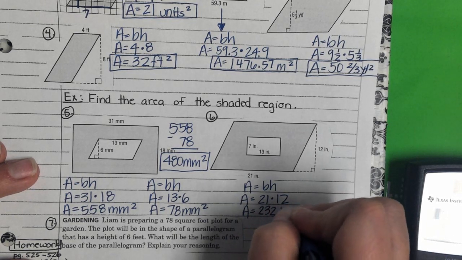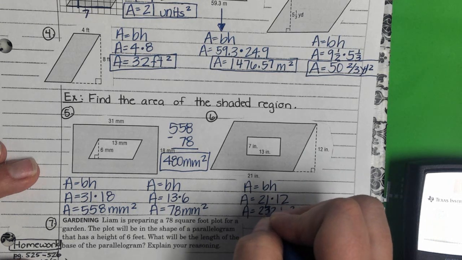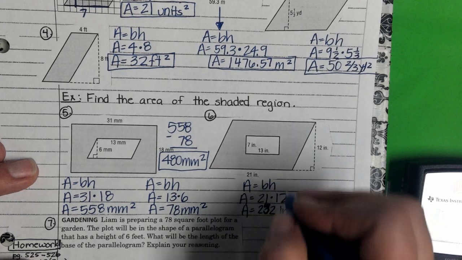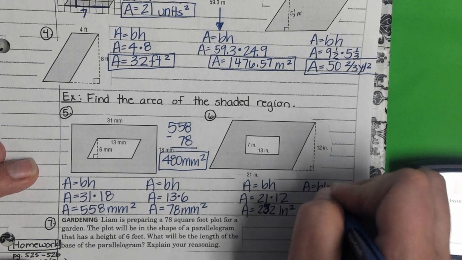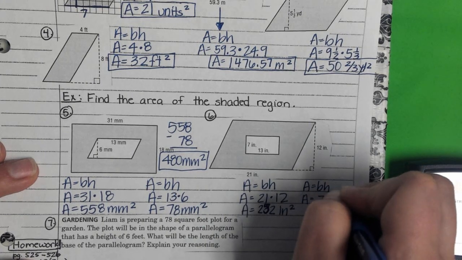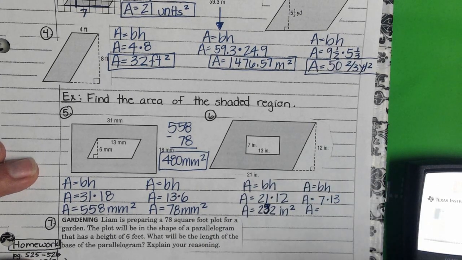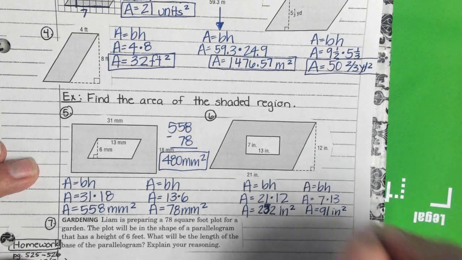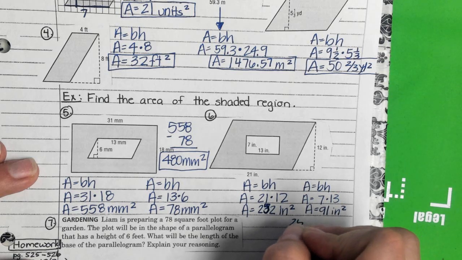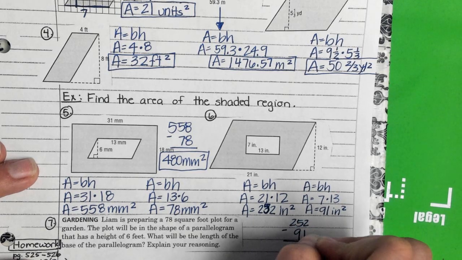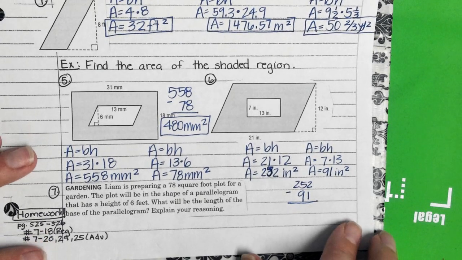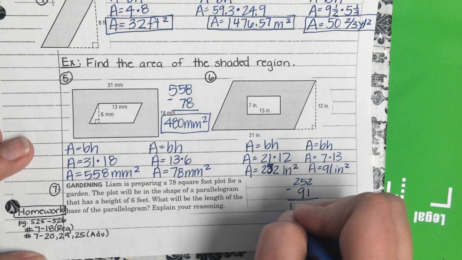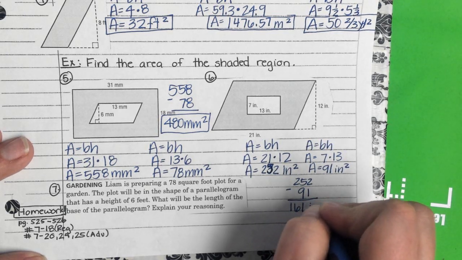252, and that is inches squared. I'm trusting you guys. All right, what about my rectangle? I've got to do 7 times 13. Yeah, 91. And that'll be inches squared. So at this point, I'm going to do 252 minus 91. Yes, 161. So 161 inches squared.